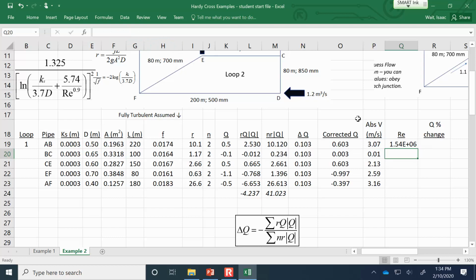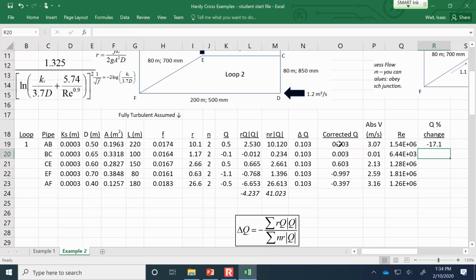All right, so we've got Reynolds numbers. And then here in percent change, what I'm looking at is how much did our flow rate change in this iteration. And this is going to be an indicator of whether our solution has converged. What we want is for the corrected Q and the initial Q to be within 1% of each other. And so let's see if that's true. The initial minus the corrected divided by the corrected times 100.